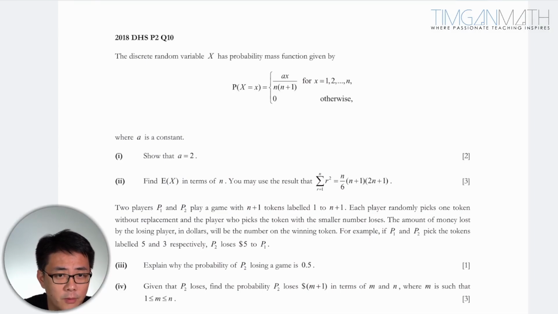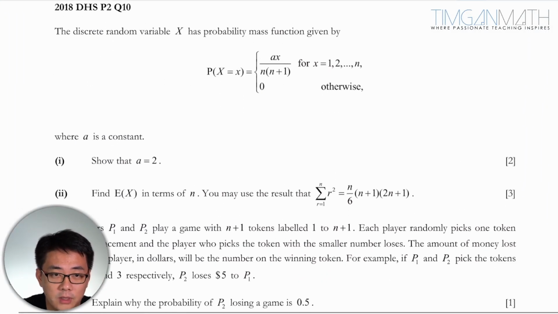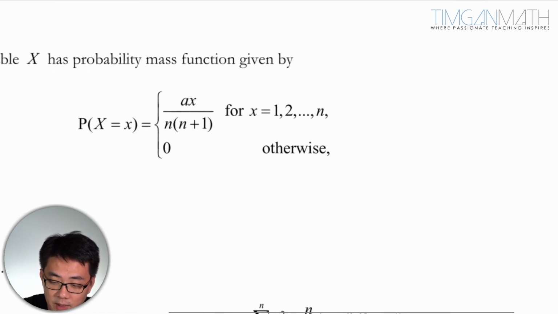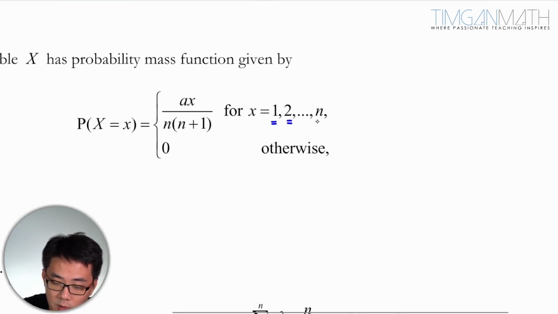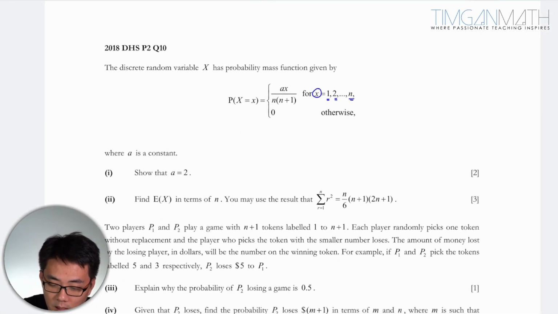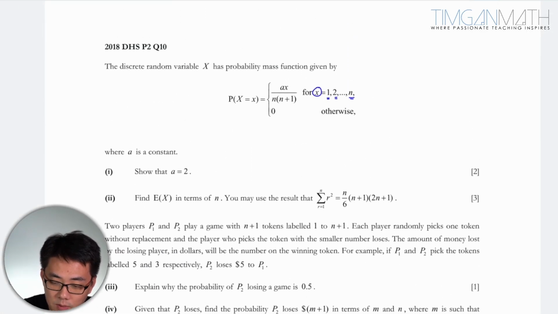Hi students, let's look at this question here, which is on DRV taken from the year 2018, Diamond High Paper 2 question 10. The discrete random variable x has a probability mass function given by this. So you start with 1, 2 to n here, where x is 1 to n. Show that a is 2. Great. So the probability is 0 otherwise. So you start with 1 and you end with n.